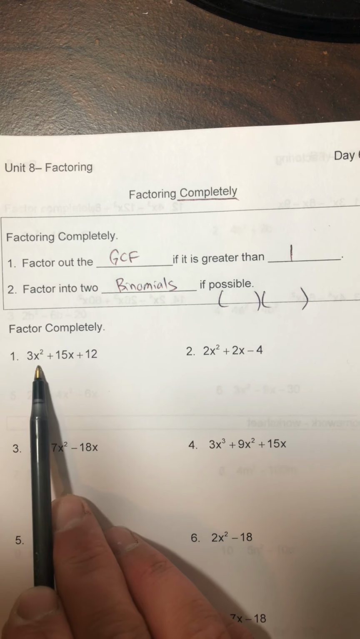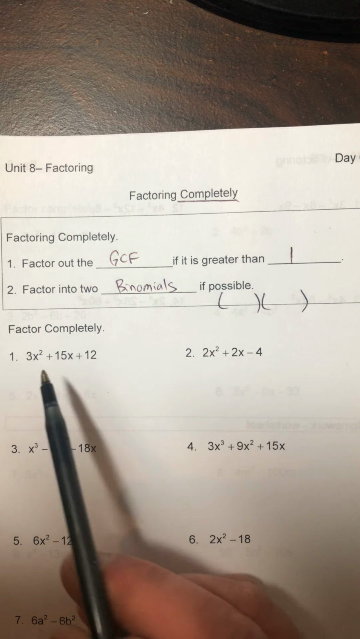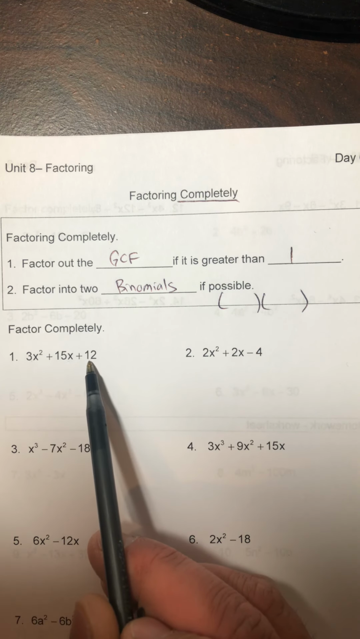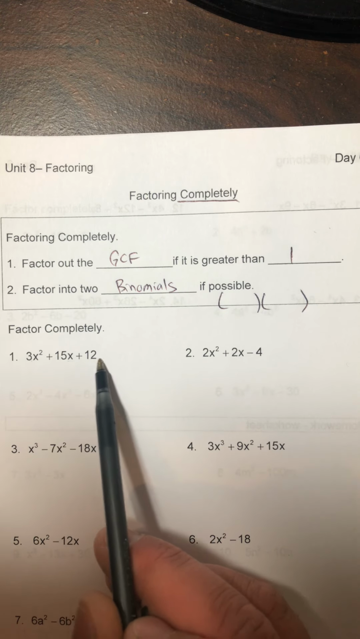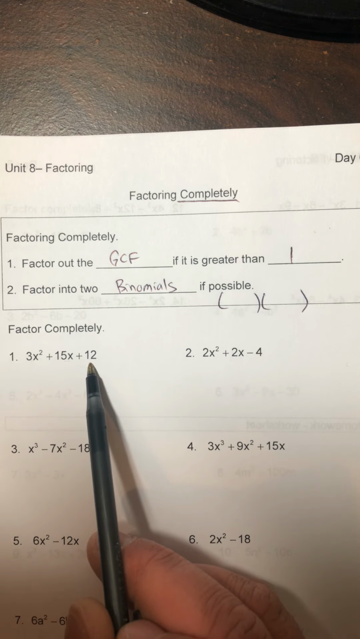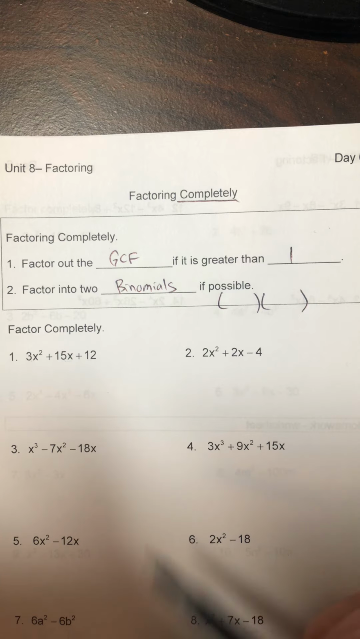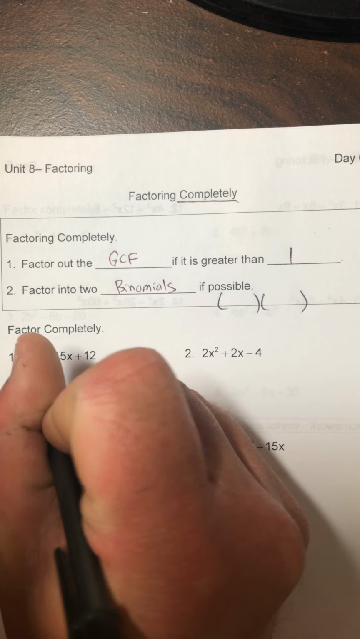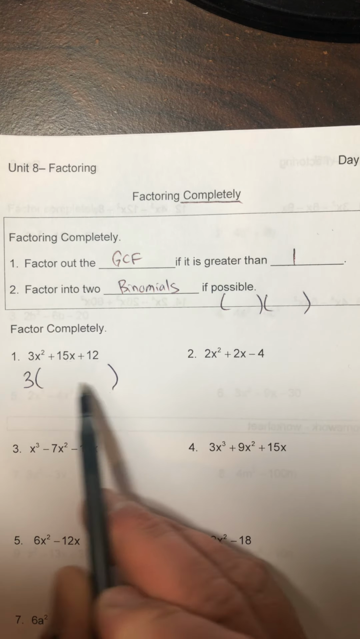Let's do number 1, 3x squared plus 15x plus 12. First of all, you have a trinomial here. Always check for GCF. There's no x here, so I can't take an x out. But I have a 3, 15, and a 12. 3 goes into 15, 3 goes into 12, so I can take a 3 out. There's my GCF. And when we factor it out, we have to write down what's left.